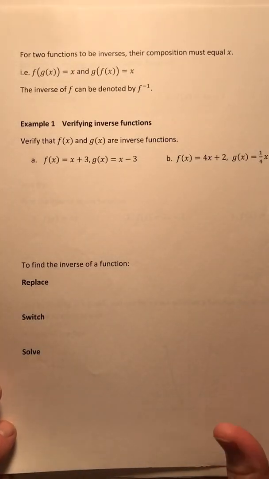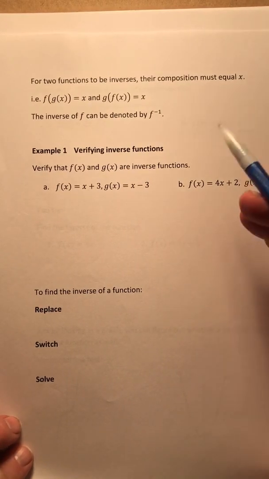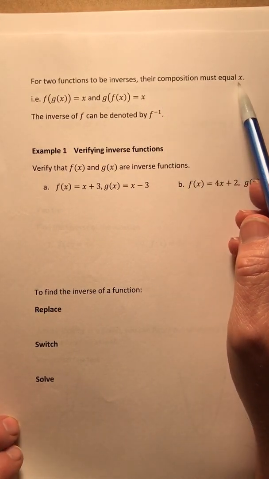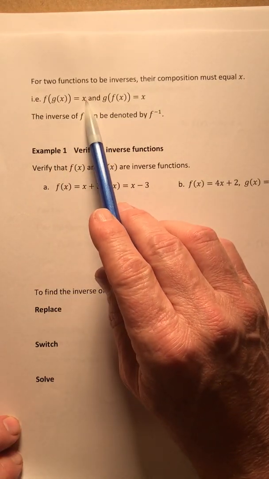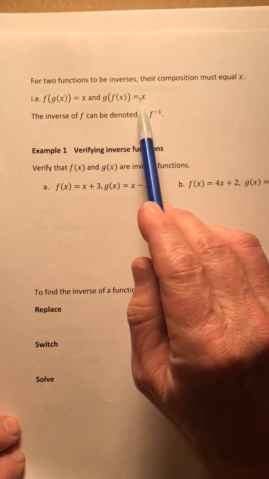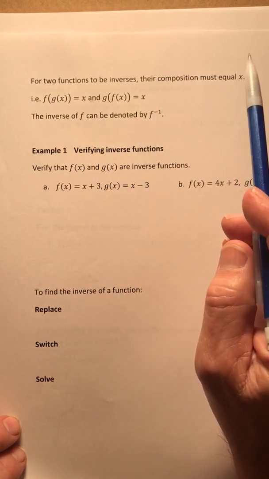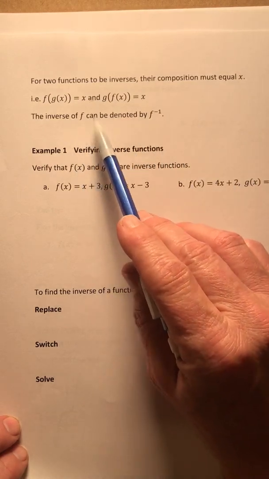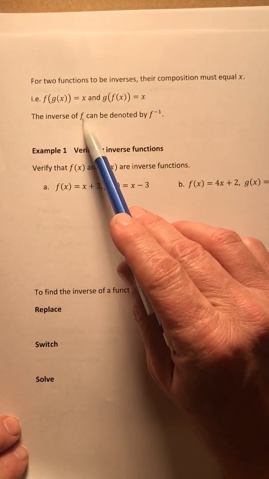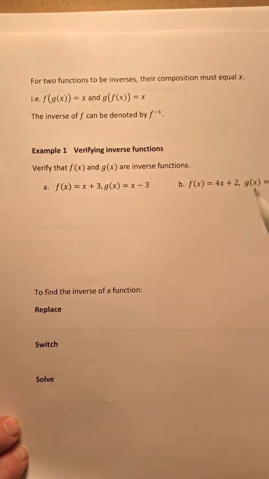That first page, original relation again, all you do is you switch the x and the y, and that's the inverse. All right, for two functions to be inverses, their composition must equal x. In other words, f of g of x must equal just x, and g of f of x must also equal x. So that is an inverse function. If we were writing it as an inverse function, we would write f to the -1. This is an exponent.